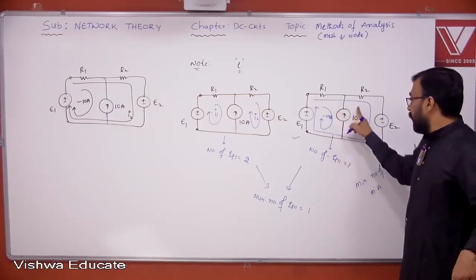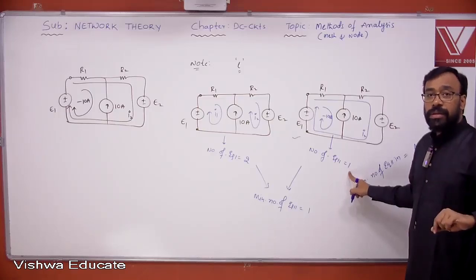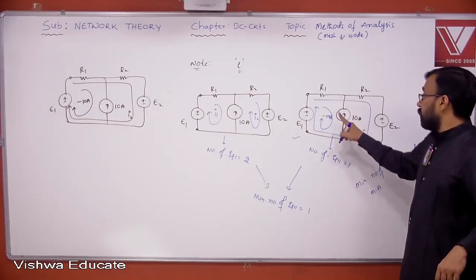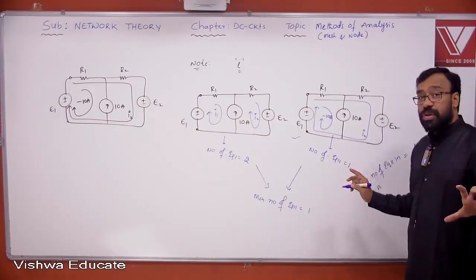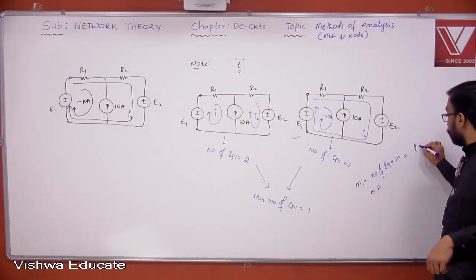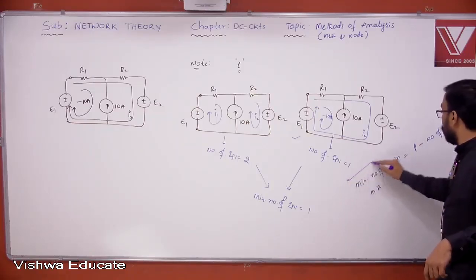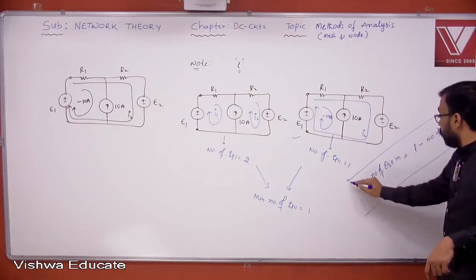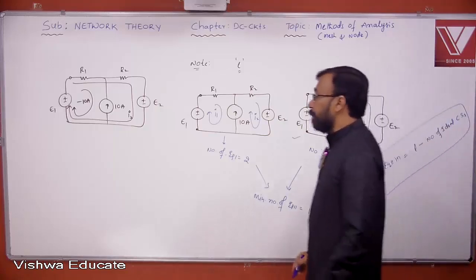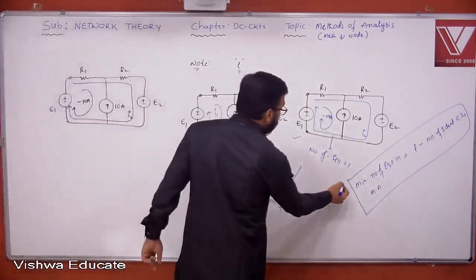2 minus 1, one equation is enough to solve it. Understand? Okay. So 2 minus 1, one equation is enough to solve it. Look at this. Now, that is why I derived one formula. We can generalize now: L minus the number of ideal current sources. This is the formula for finding the minimum number of equations in mesh analysis. Please note down that. It's very, very simple now.